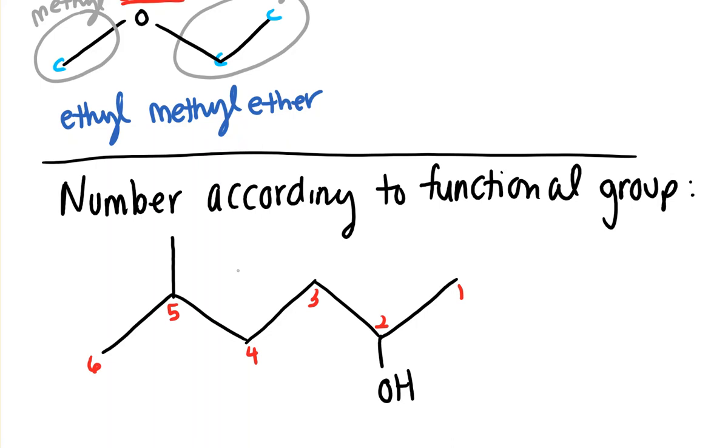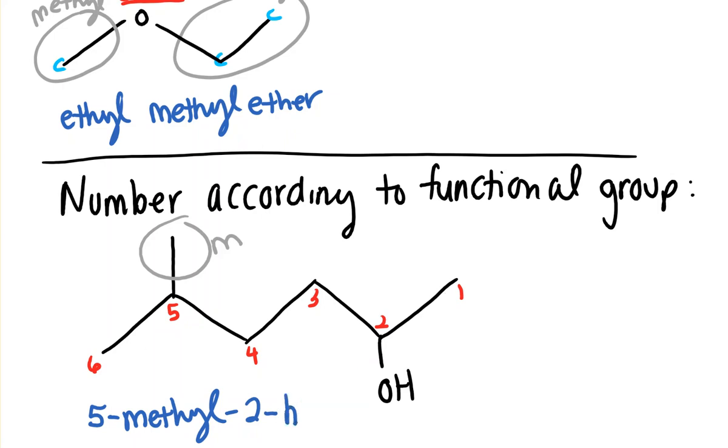And then I'm going to recognize my branch. That's a methyl. And then I'm going to put together my name starting with the branch. I'm going to say 5-methyl. And then the last name, I need to give the number first for where this hydroxyl group, this alcohol group, is. It's going to be 2. And then it's 6 carbons, so I'll say hexanol.